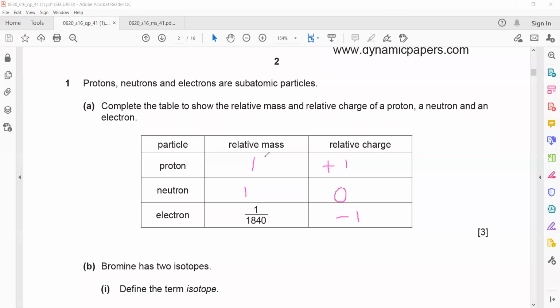So relative mass, because neutron and proton have the same mass, that's why it's 1 and 1. When we compare the charge of proton with electron, they have the same charge, but the nature is opposite. That's why one of them is +1, another one is minus. And neutron is a neutral particle, so it does not have any charge. That's why it is 0. This is the relative charge, and the other one is relative mass.